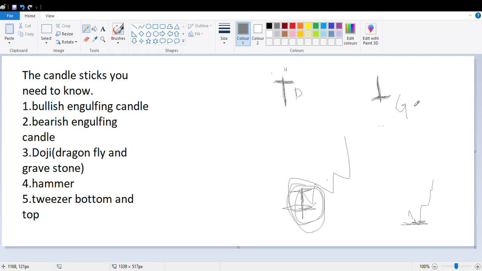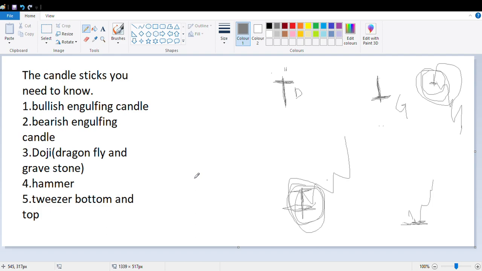And then the gravestone doji is also the opposite way. When you see it at the resistance zone, it's telling you that price can also fall. So the dragonfly and the gravestone are two indicators that are showing a change in the market movement. Yeah, so that is it.